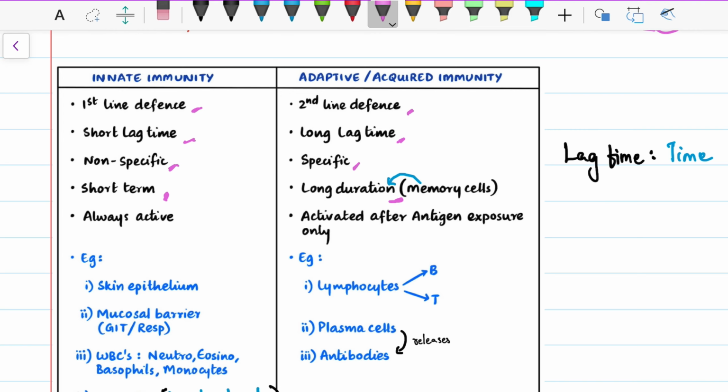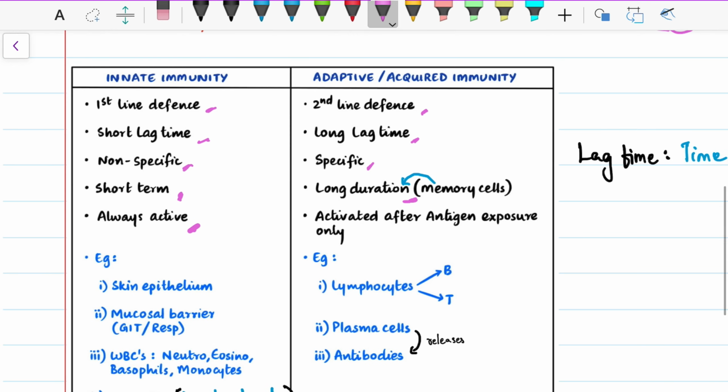Because these memory cells are there, right? These understand the pathogen and memorize them. Okay, this particular pathogen will cause this type of effect, and it will remember. So the next time when it comes, it will use that. And innate immunity is always active, and adaptive immunity is activated only after a pathogen is exposed.